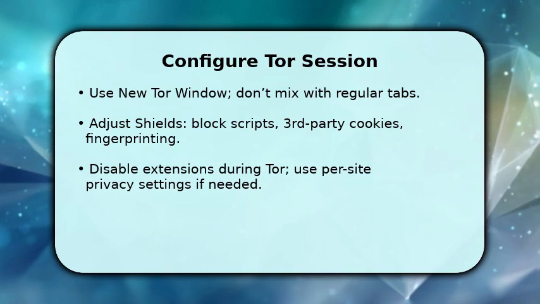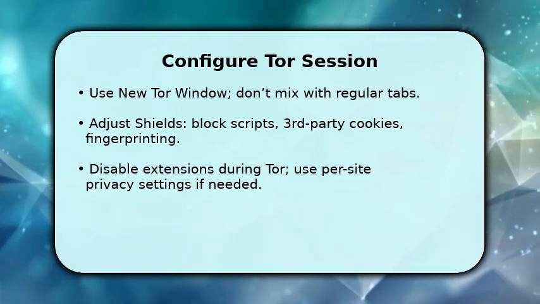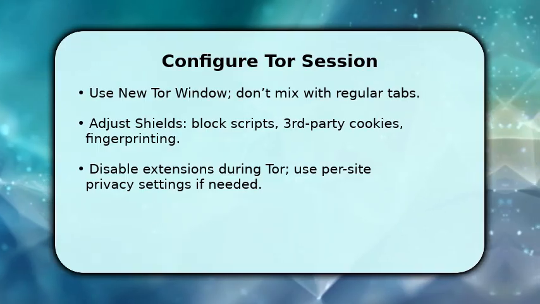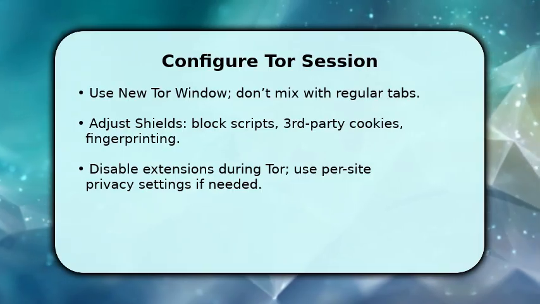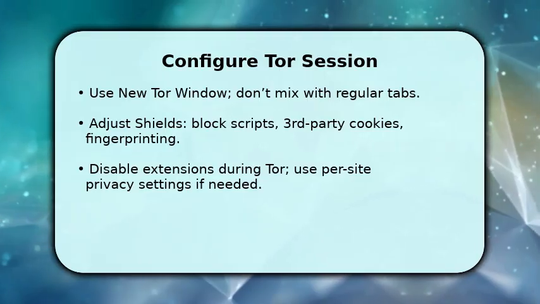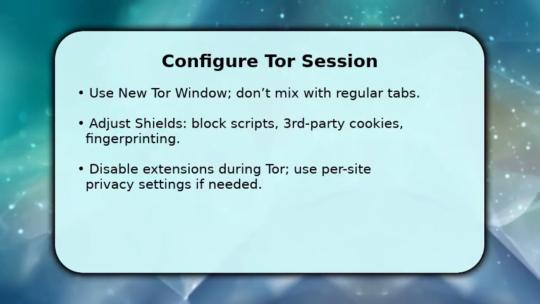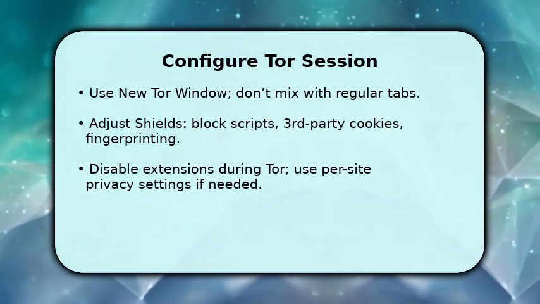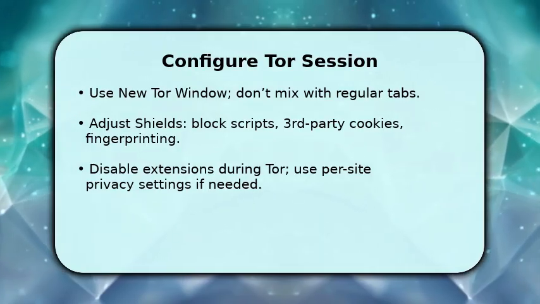Once the Tor window is open, focus on session configuration to maintain anonymity. First, avoid using regular tabs. Keep all Tor activity inside the Tor window. Next, set shields to block scripts, third-party cookies, and fingerprinting to reduce tracking. Also disable any Brave extensions for Tor windows because they can leak data. If you must use one, enable it only temporarily and understand the risk. Finally, use private sign-ins sparingly and prefer generic usernames. These steps control what leaves your machine over the Tor circuit.